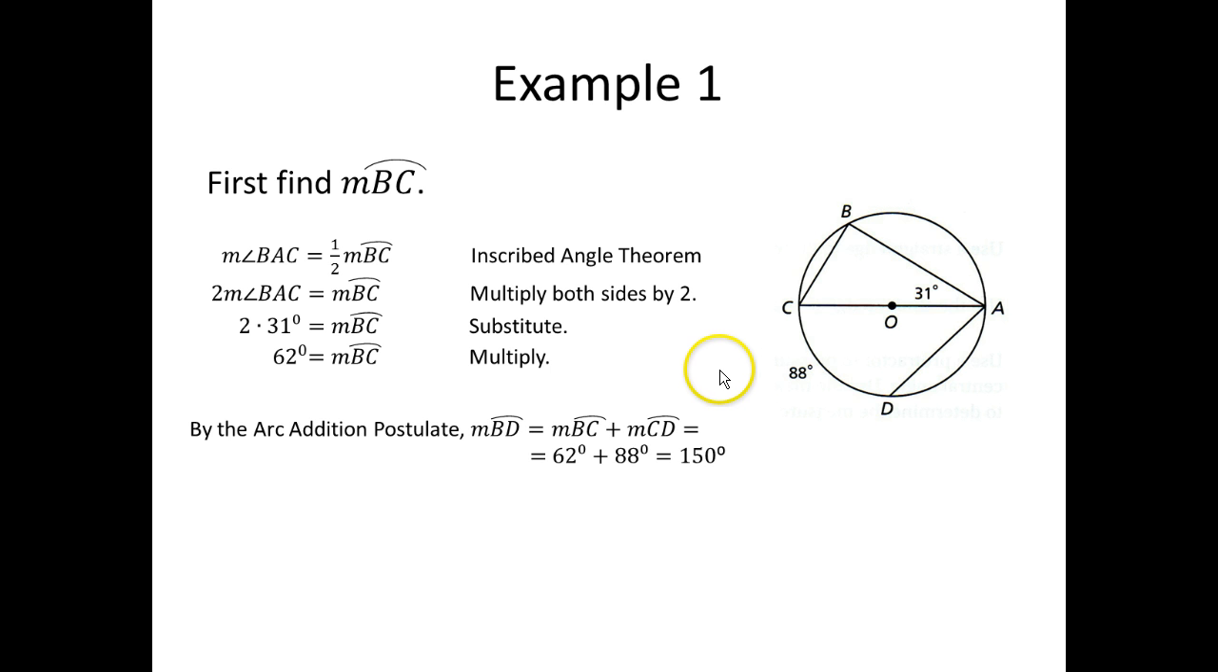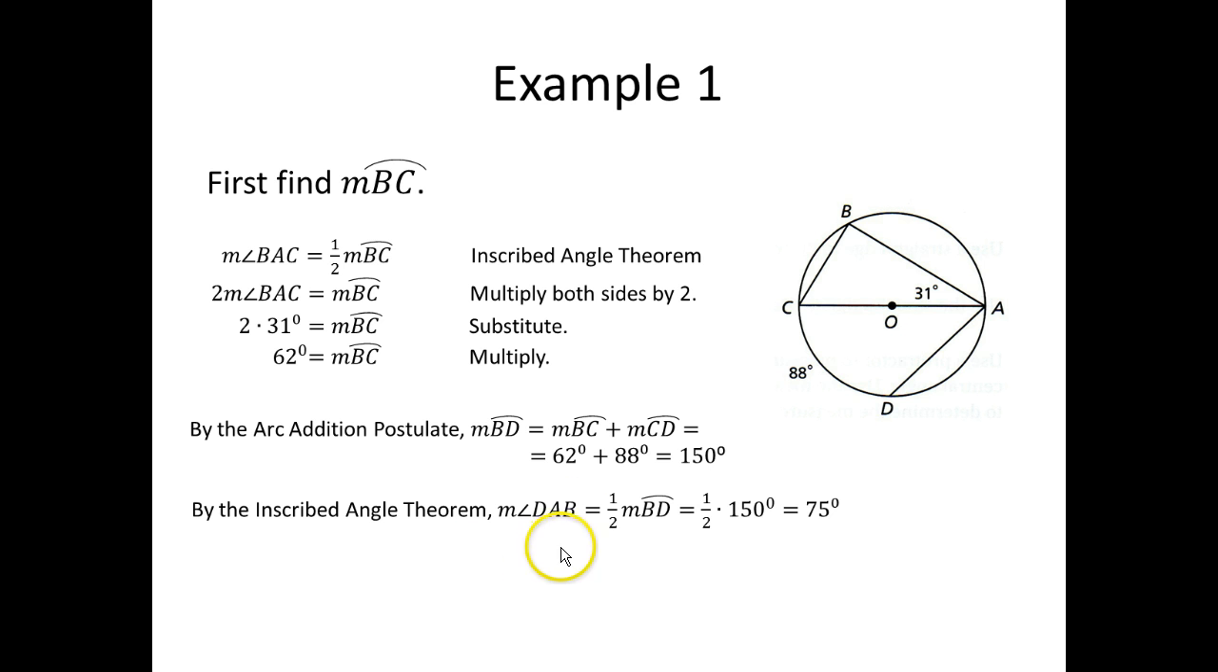Now, by the arc addition postulate, I know that the measure of arc BD is equal to the measure of arc BC plus the measure of arc CD. But I just calculated the measure of arc BC, and they've given me the measure of arc CD. So the measure of the entire arc is just the sum of its parts, BC and CD. So BC is 62 degrees, and CD is 88. Therefore, we get the measure of arc BD is 150 degrees.